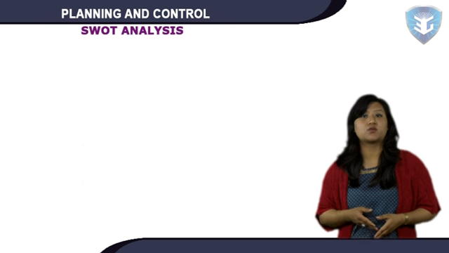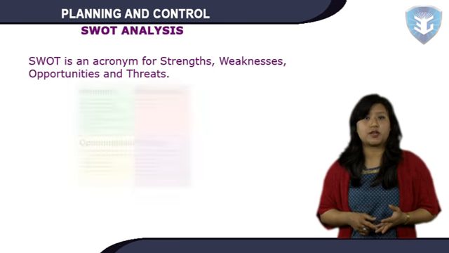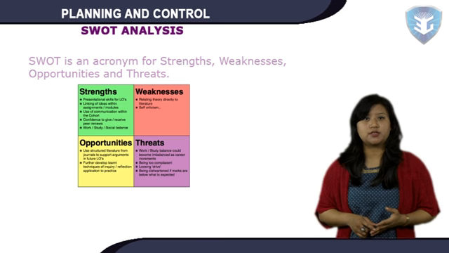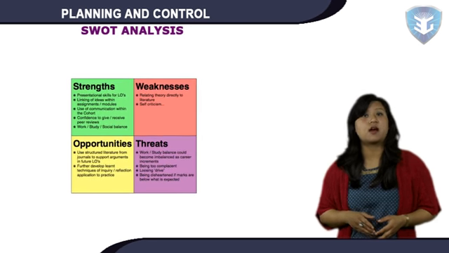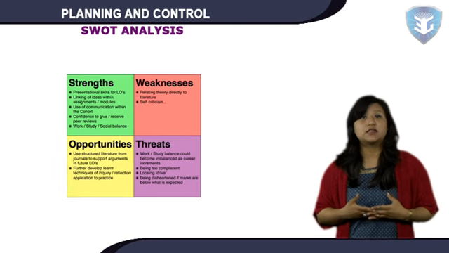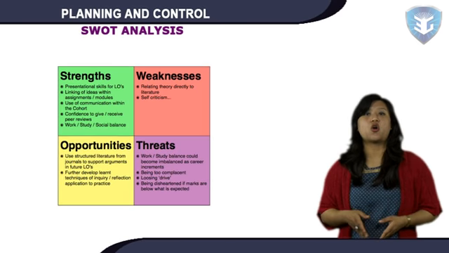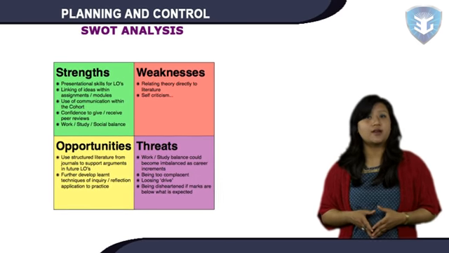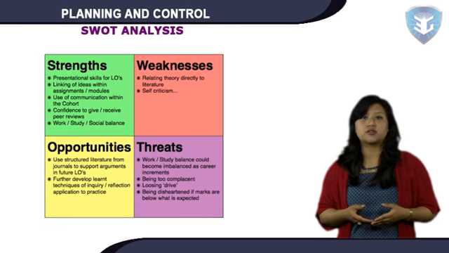Let's know the meaning of SWOT analysis. SWOT analysis is an acronym for strengths, weaknesses, opportunities, and threats. By definition, strengths and weaknesses are considered to be internal factors over which you have some measure of control. Also, by definition, opportunities and threats are considered to be external factors over which you have essentially no control.